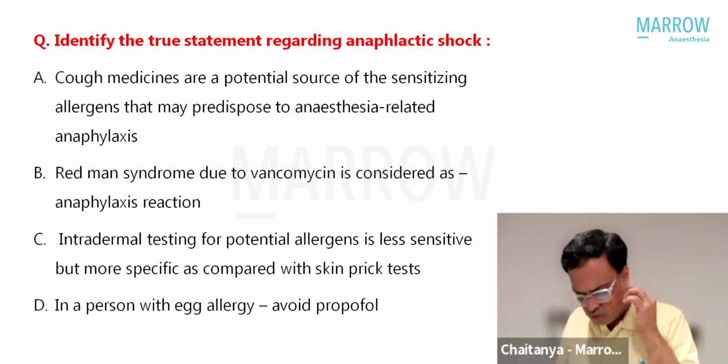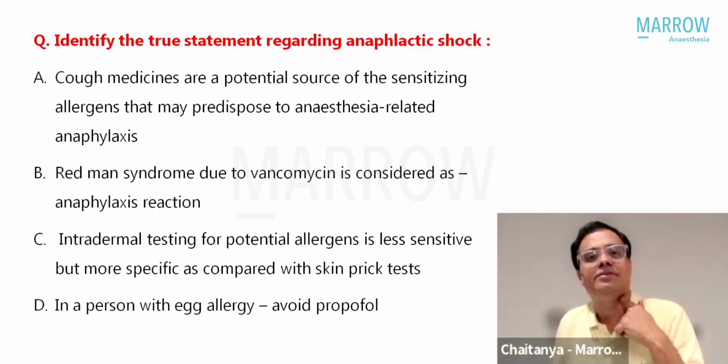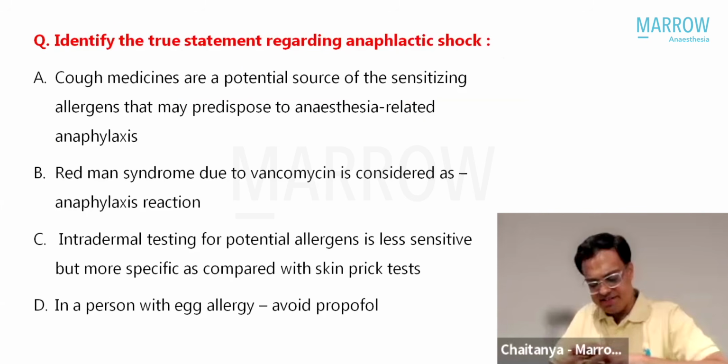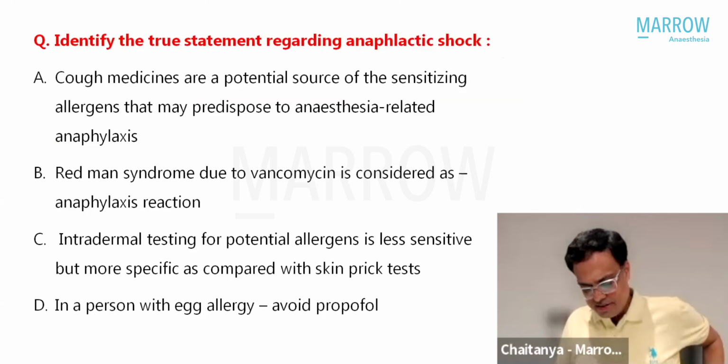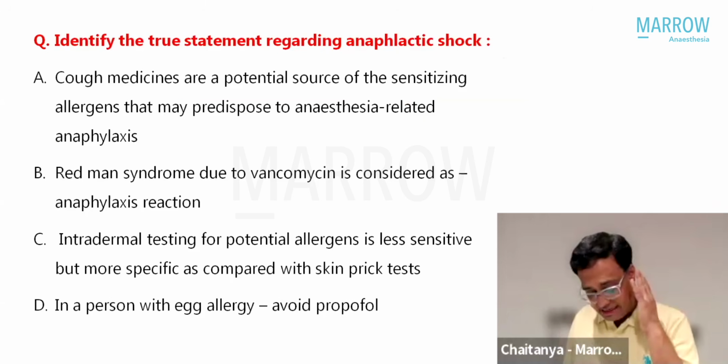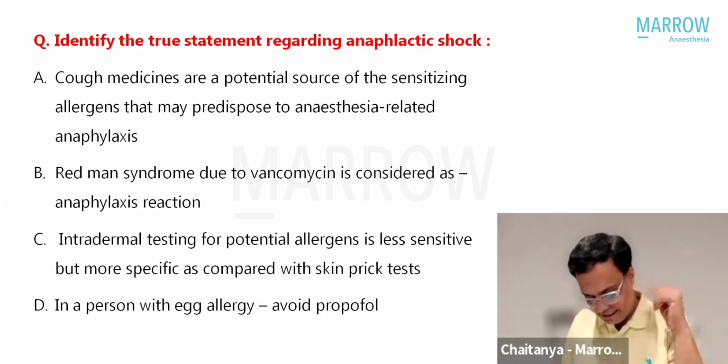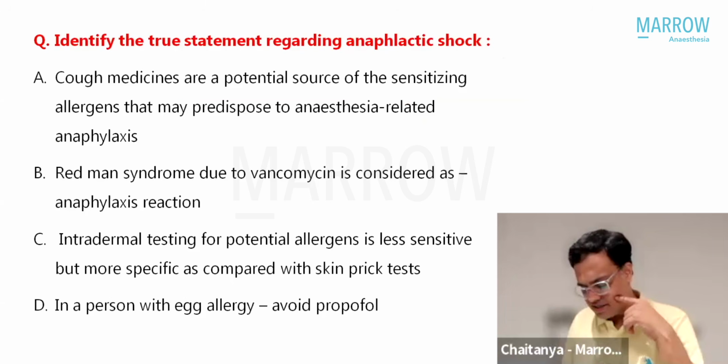Identify the true statement regarding anaphylactic shock. Again, this one had a change there, that's the reason why I added this question. A: Cough medicines are a potential source of sensitizing allergens that may predispose to anesthesia-related anaphylaxis. B: Redman syndrome due to vancomycin is considered an anaphylactic reaction. C: Intradermal testing for potential allergens is less sensitive but more specific as compared to skin prick. D: In a person with egg allergy, avoid propofol. Identify the true statement.